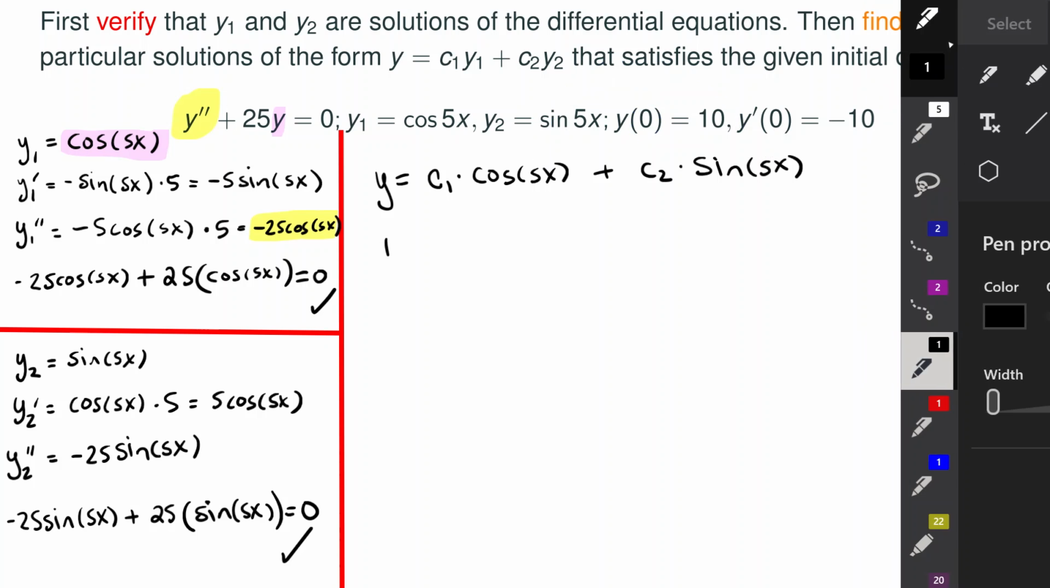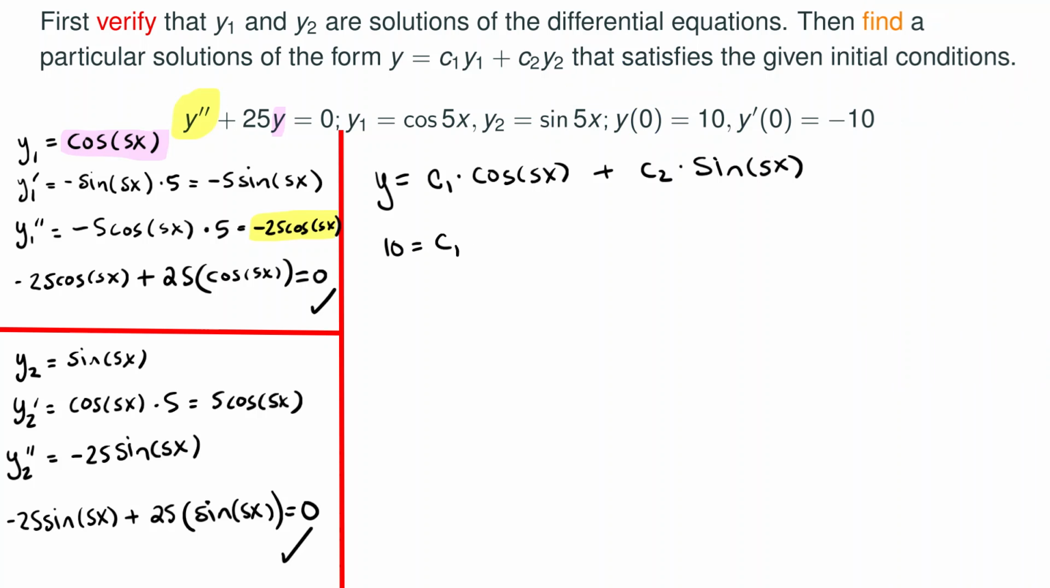We have 10 equals c1 times cosine of 5 times 0, which is 0. Cosine of 0 is 1, plus c2 times sine of 5 times 0, which is 0. Sine of 0, if we think of the unit circle, is 0. So this becomes the equation 10 equals c1 times 1. So c1 is equal to 10.